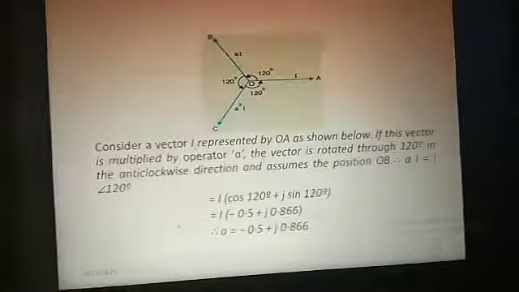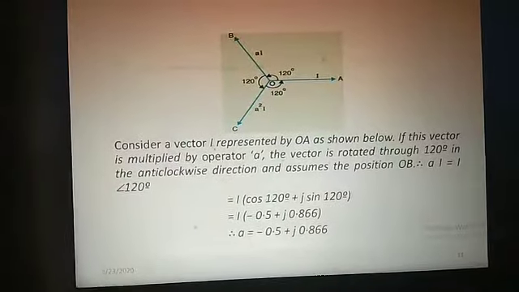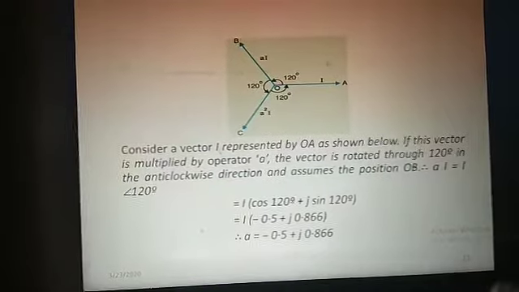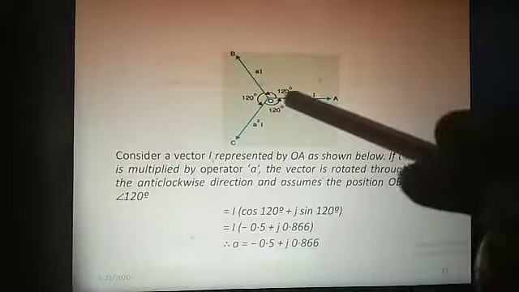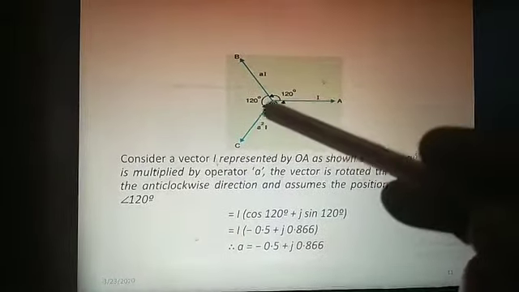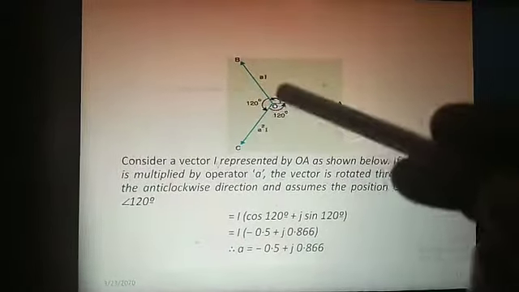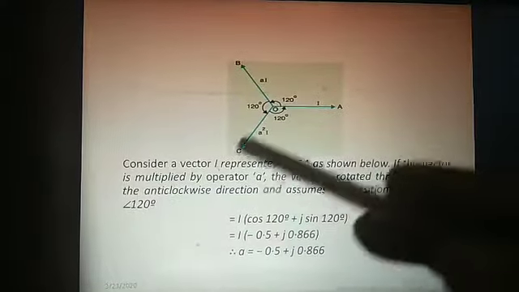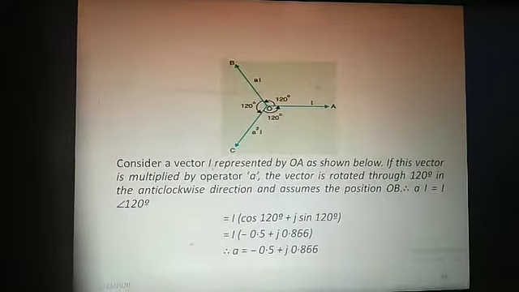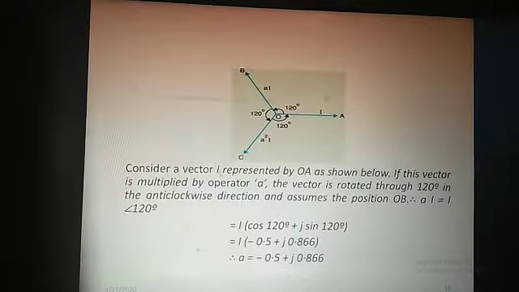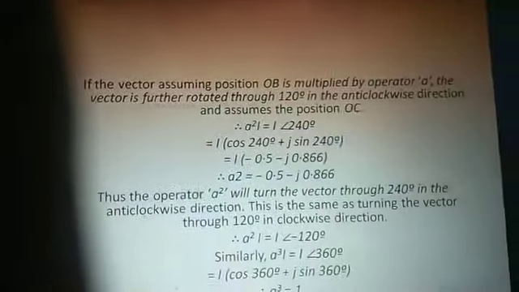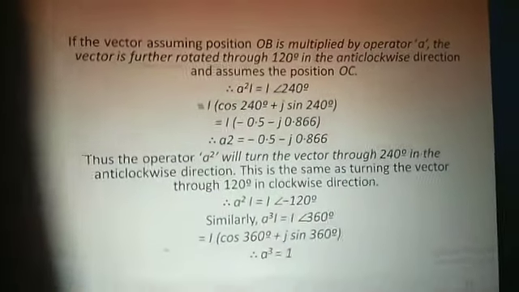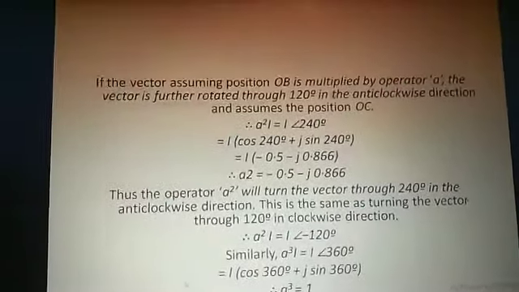Now again, if we multiply, go to the last slide, the OB vector by A, then what will happen? We'll find this OB vector again rotates 120 degrees in the anticlockwise direction, and the next position will be A square I. It is represented by OC. It is written here, and the same way we can calculate the value.